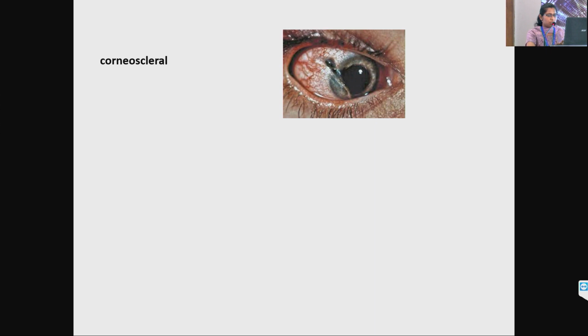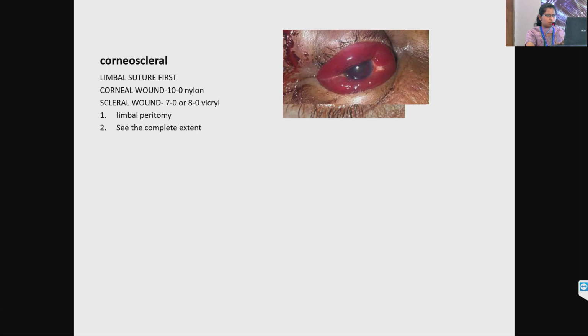Coming to corneoscleral tears, which is a very common thing, the first important suture to place is a limbal suture. Take your time and approximate the limbus very carefully. The rest of your job becomes easy then. Corneal wounds, we discussed about it. Coming to scleral wounds, slightly different. We have to use a better suture, a thicker suture like 7-0 or 8-0 Vicryl.